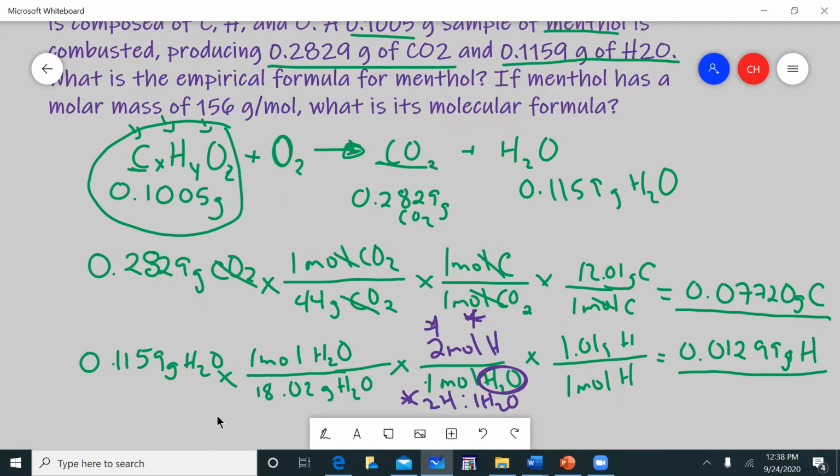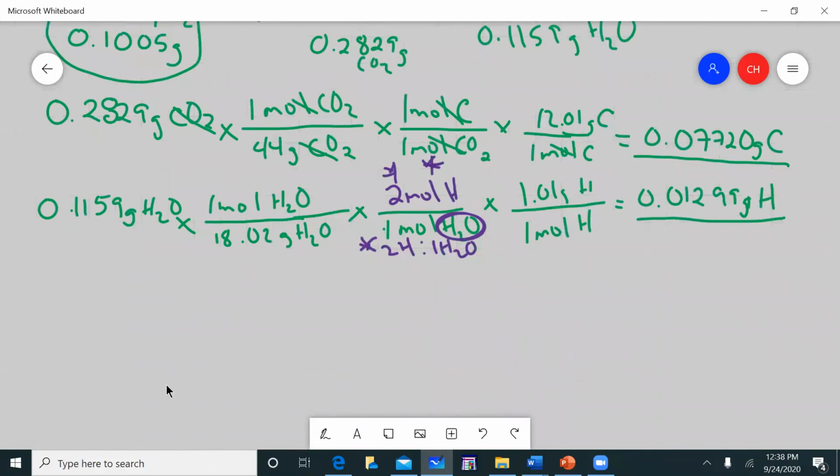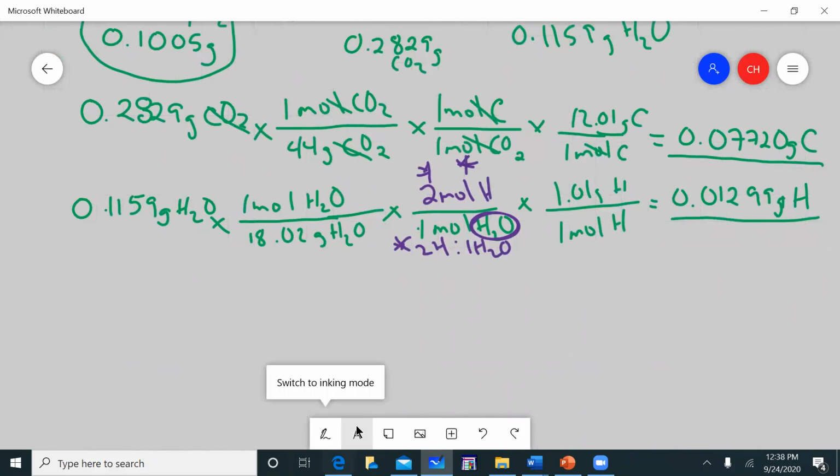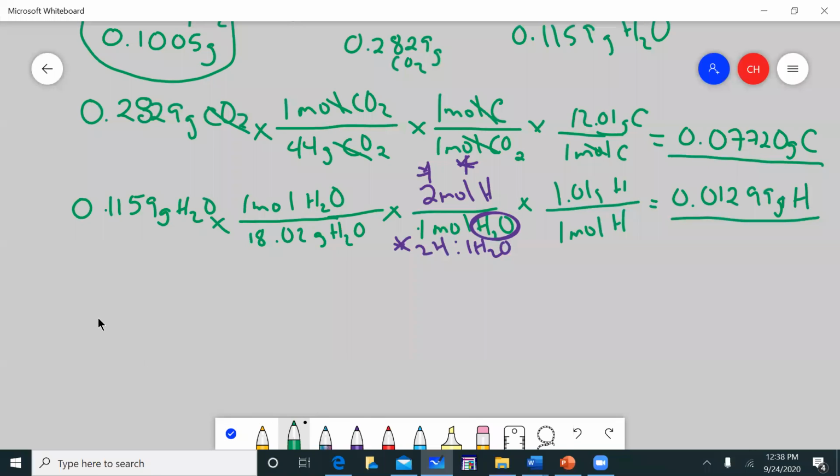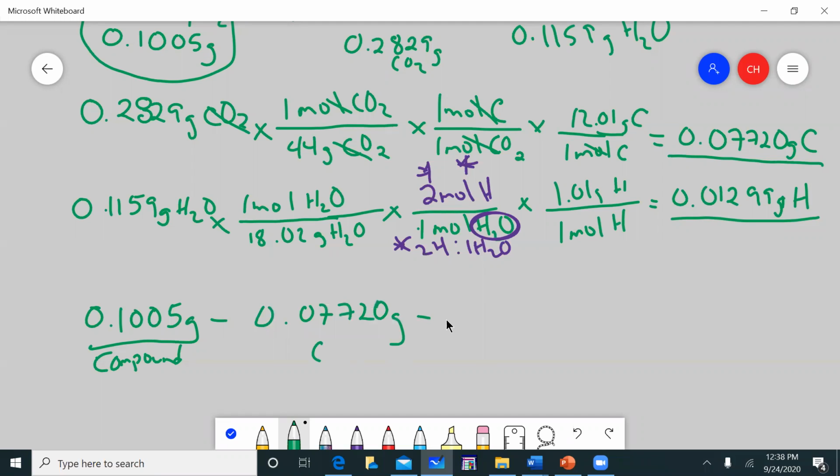So let's move this up a little bit. We take our total molecule's mass, or our compound's mass, which is 0.1005 grams, and this is my compound. And we're going to subtract our carbon, 0.07720 grams. This is carbon. And we're also going to subtract the 0.01299 grams. This is my hydrogen, okay? So I'm taking this value here, subtracting the 2 that you calculated.